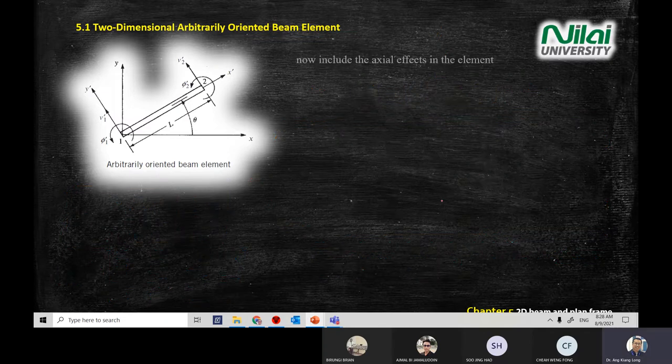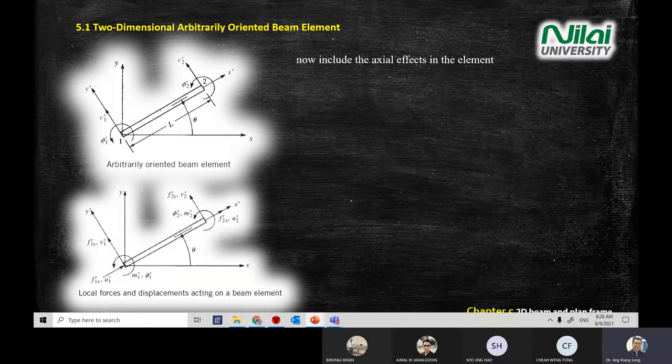The rest you can read from my slides. If you compare the above and bottom diagrams, the difference is that I add in the forces. You can see here F1X, M, F2Y, F2X, and M, compared to the above diagram. Now, why in this case do you have F1X here?